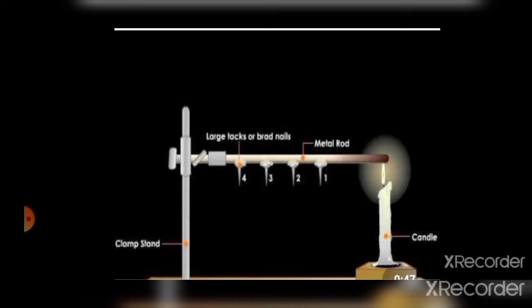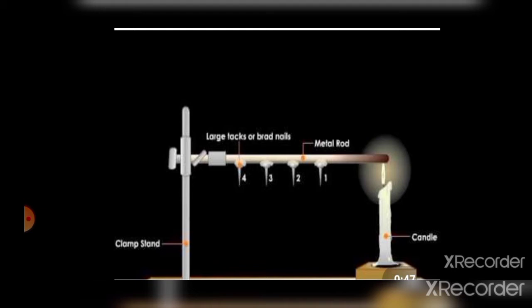The nail attached nearest to the heated end of the rod falls down first, and then the next ones fall. But the nail attached to the clamped end of the rod drops last of all. These observations can be explained.